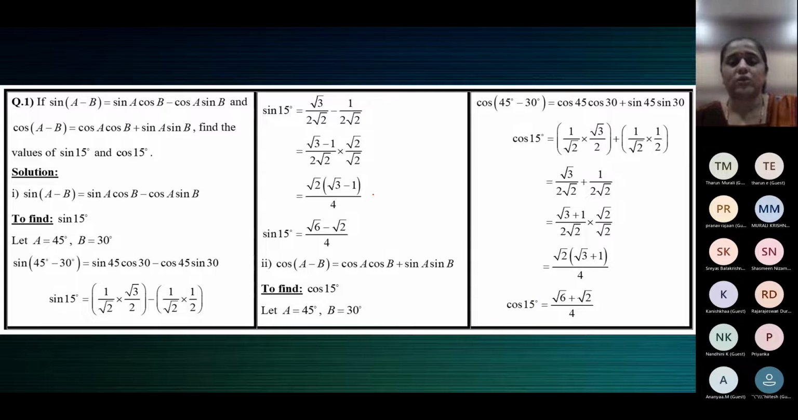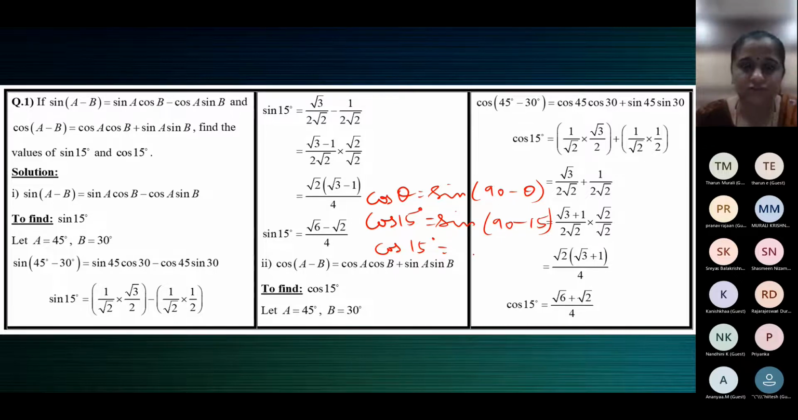So cos 15, we know that cos theta is equal to sine 90 minus theta. Cos 15 degrees: theta is 15, so it is equal to sine 90 minus, instead of theta, use 15. So what do you get? The value of cos 15 degrees is the same as the value of sine 75 degrees.